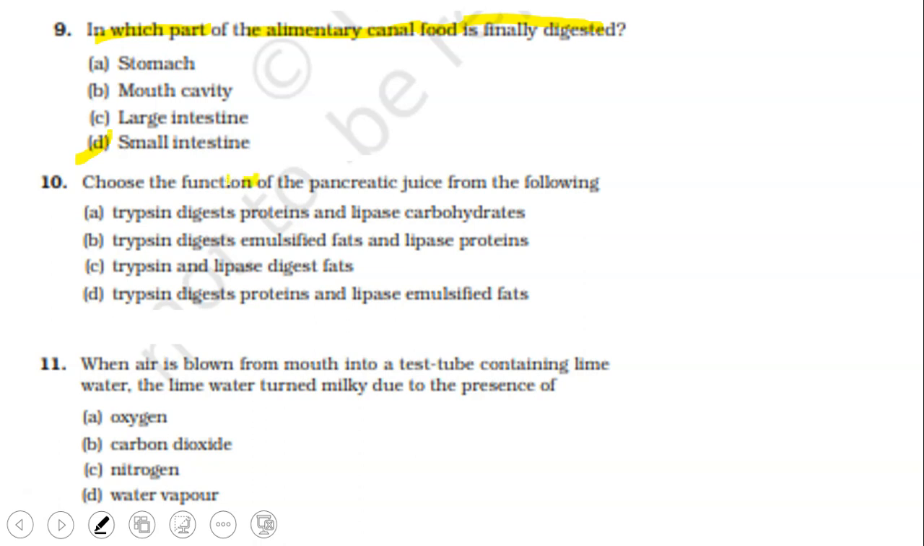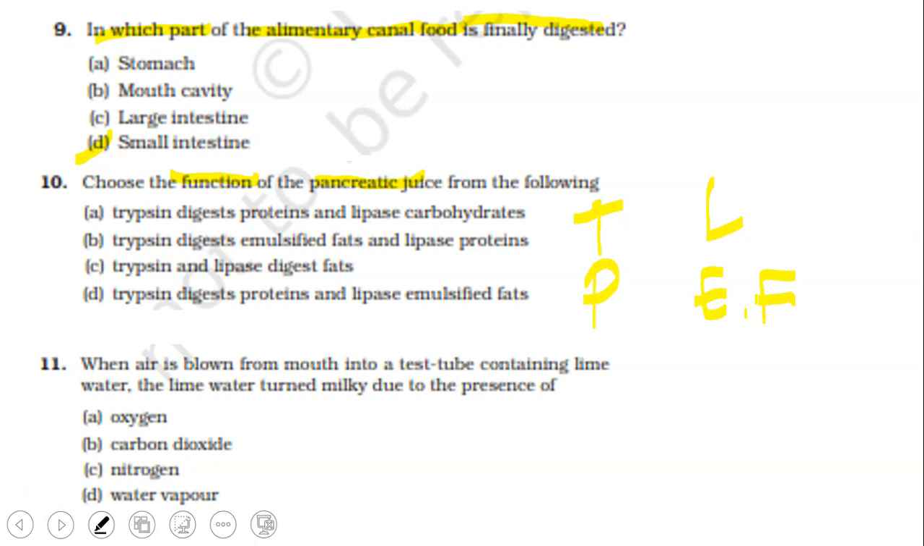10th question. Choose the function of the pancreatic juice from the following. Another model that's given is about functions of different juices, different organs, different parts, etc. Previously we've seen the function of amylase, and we've also seen a question about the function of bile juice. So now we have to find out about pancreatic juice. Pancreatic juice has two types: trypsin and lipase. Trypsin digests proteins, lipase digests emulsified fats. That's just the basic way to remember it.